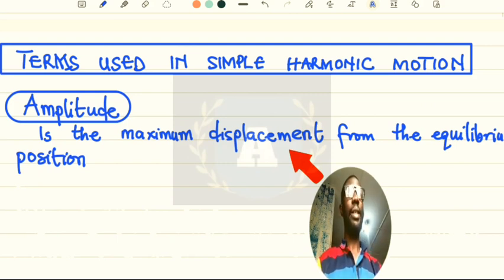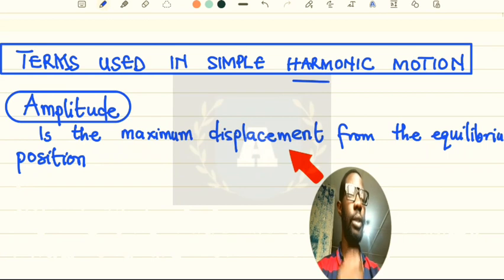So the highest point it can reach, vertically, is what we refer to as the amplitude. It is the maximum displacement from the equilibrium position, from the center. And the best end it can actually reach is the maximum.